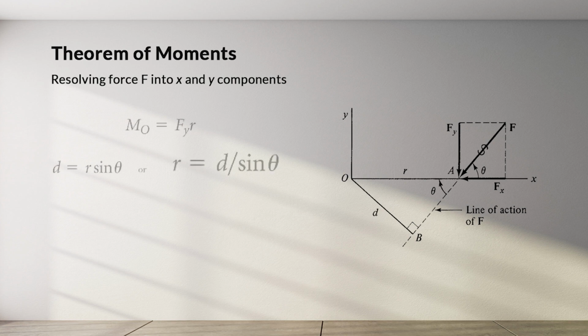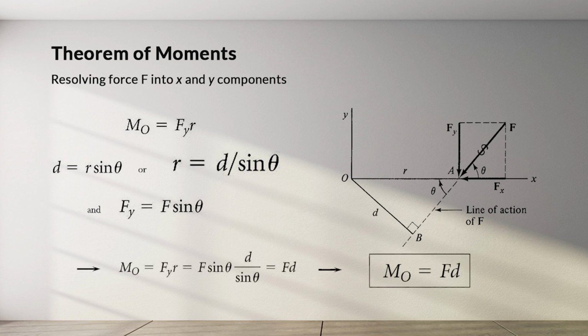From the construction, we see that the moment of O equals Fy times r, so that Fy also equals F times sine theta. And if you walk your way back, you'll find that the Fy is just F sine theta and sine theta times d divided by sine theta. This still gets you back to the same points, so the result agrees with the definition of the moment of the force about O. Thus, the moment of the force F about O is equal to the sum of moments of the components of F about O.